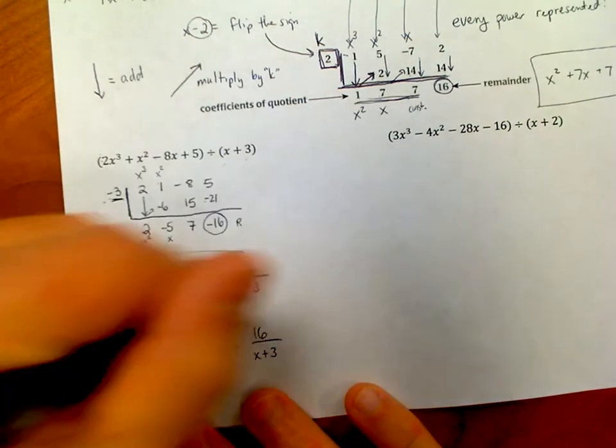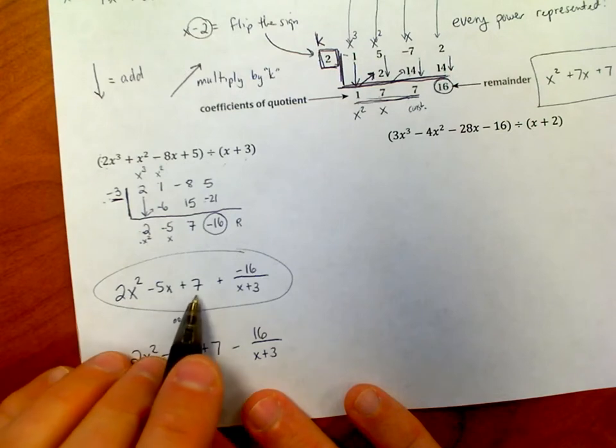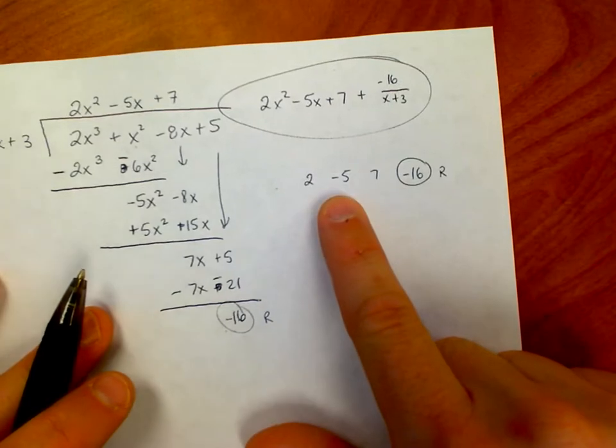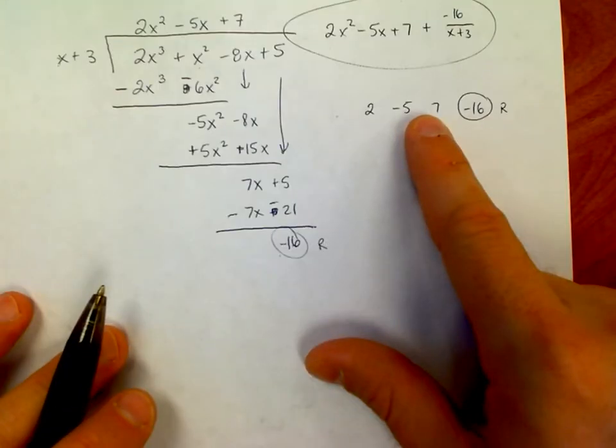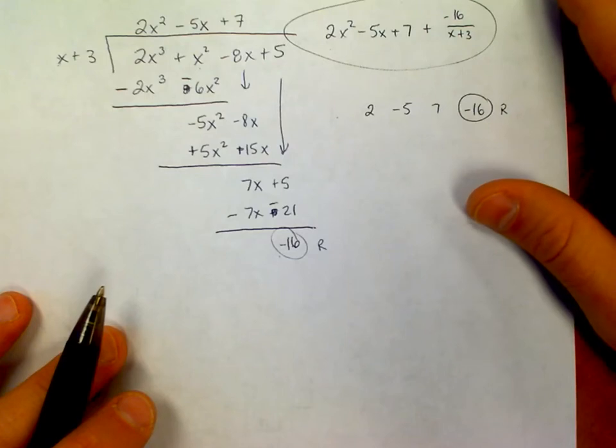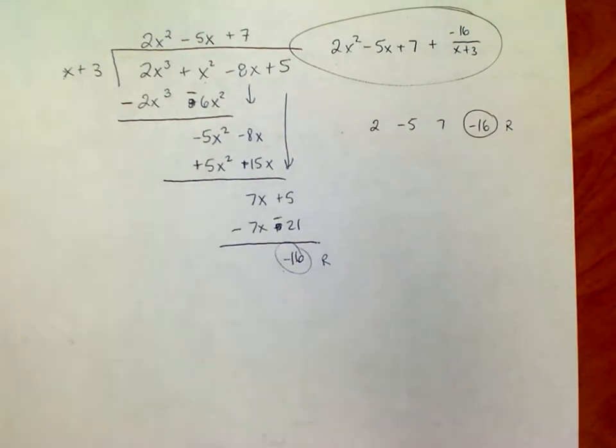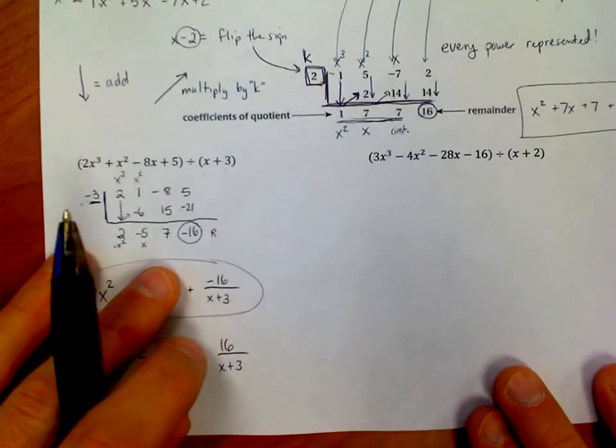So check this out. 2, negative 5, 7, negative 16. Same exact answer, a heck of a lot less work, right? So hopefully you see the benefit of doing synthetic division and how it can get us the same values from this little pattern here.